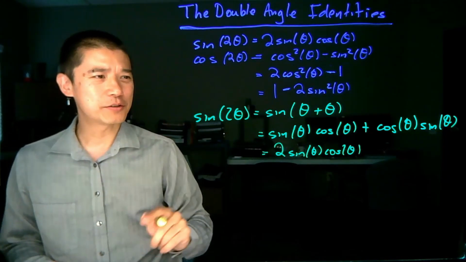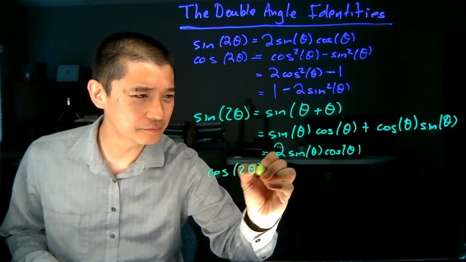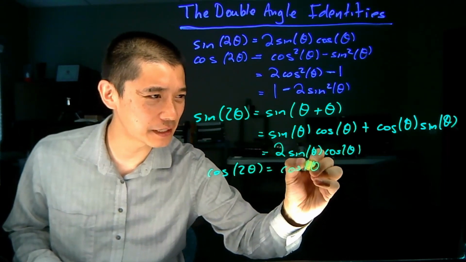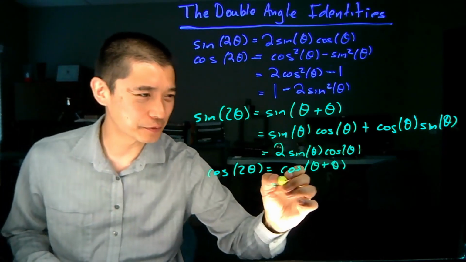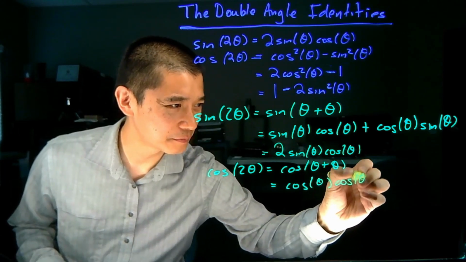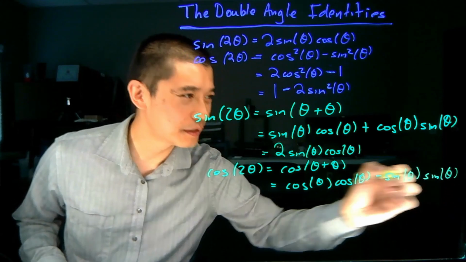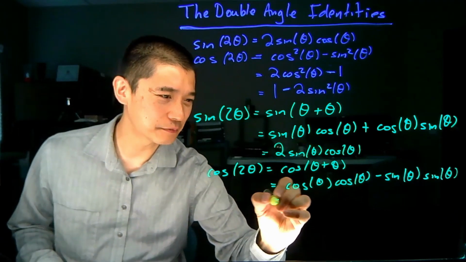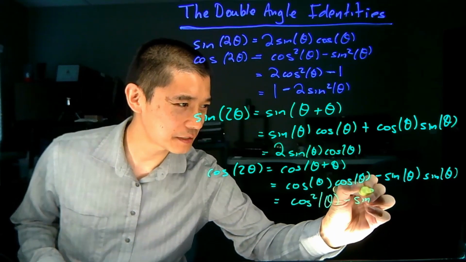What about the cosine 2 theta? Well, same thing. Cosine of 2 theta is cosine of theta plus theta. And you might remember that the sum of angles for cosine is cosine cosine, so cosine theta times cosine theta minus sine theta sine theta. And you'll see that this is exactly the first equation up here, cosine squared theta minus sine squared theta.